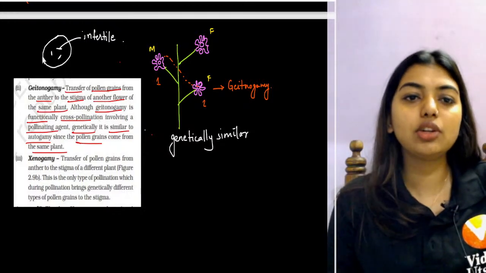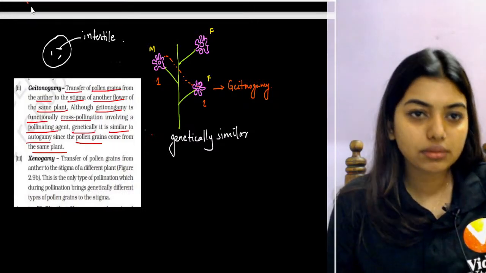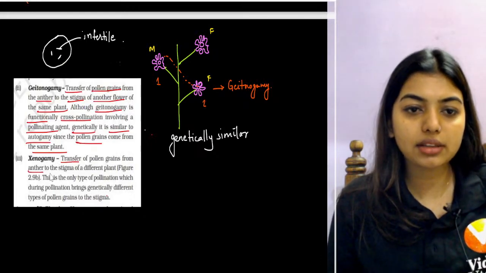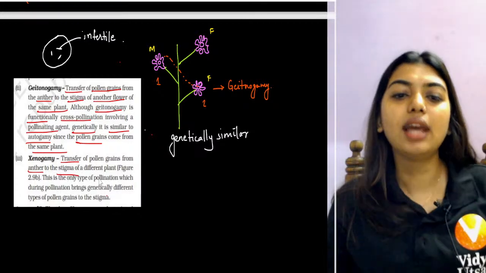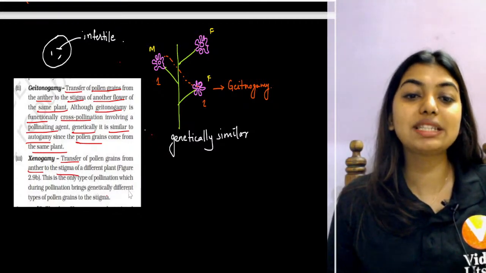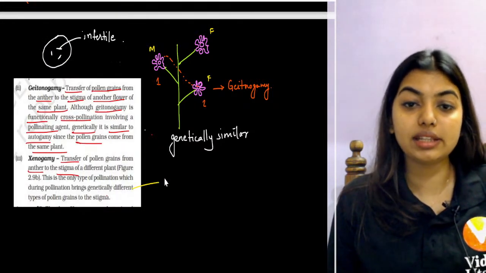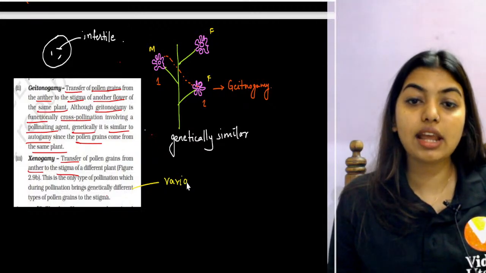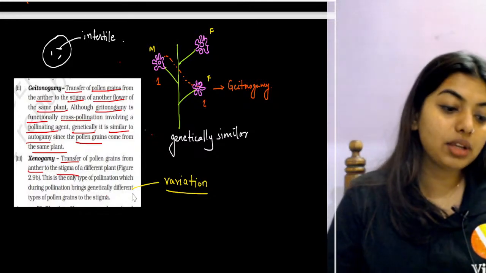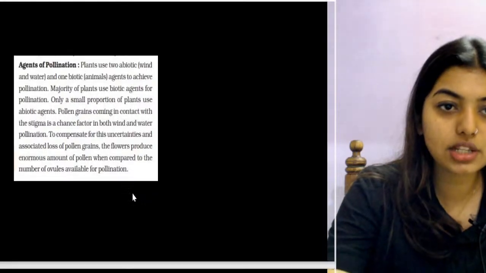Got it? Now xenogamy, students, xenogamy is cross pollination, obviously. Transfer of pollen grains from anther to the stigma of a different plant. This is the only one type of pollination which during pollination brings genetically different types. That means variation can be seen only in this. Is this clear? Done. Okay, xenogamy.